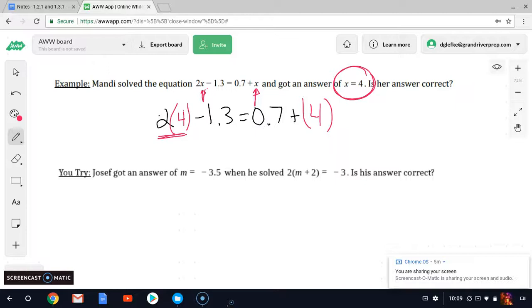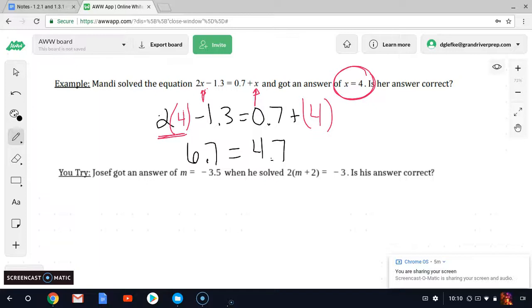So now we want to simplify each side of the equal sign. We're going to start with the left-hand side. So we want to do 2 times 4 minus 1.3, and we can type that into our calculator, parentheses and all. When we type that into our calculator and simplify that, we get 6.7. So on this side, we get 6.7. And then on the other side, we do 0.7 plus 4. When we add those, we get 4.7. I cannot simplify that any further.